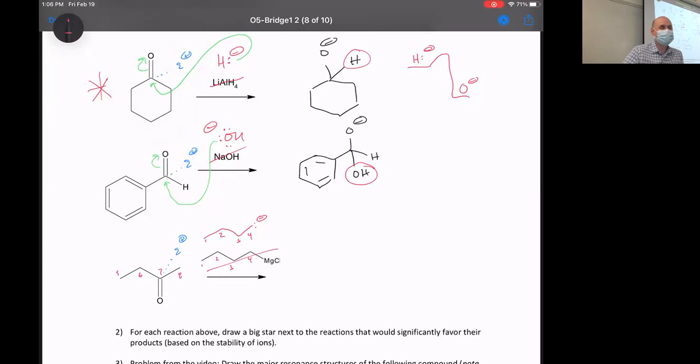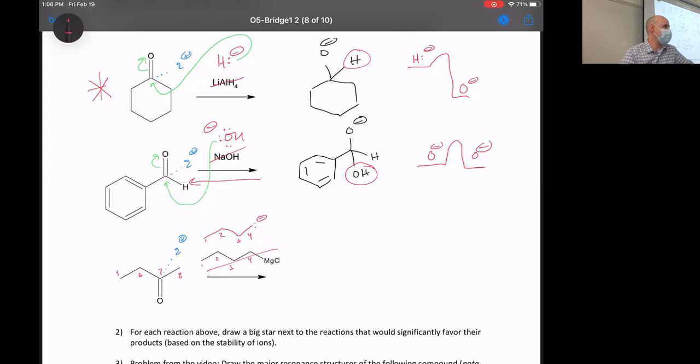And what's in my product? Another O with a minus charge, right? So here I've kind of gone from O negative to O negative. And I'm not going to ask you the trick question of which is more stable. It's about the same in terms of stability.